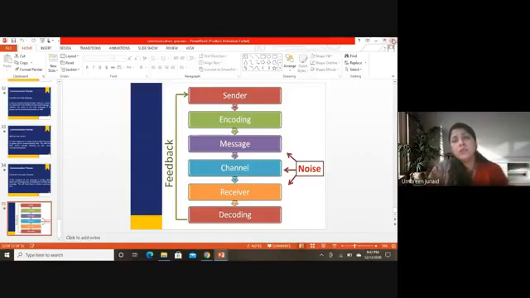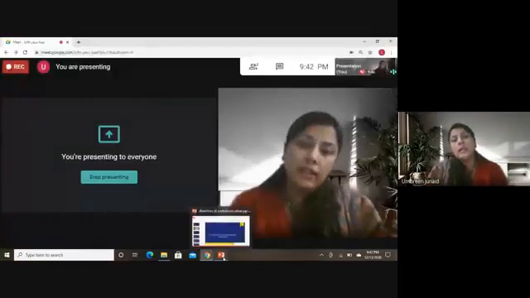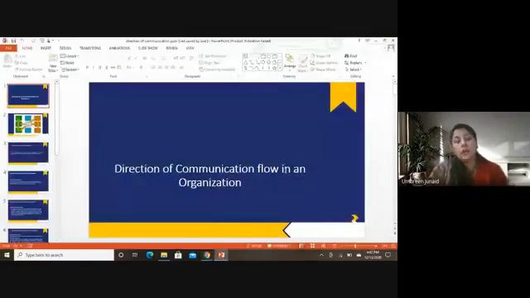Ending with the communication process, we are moving to the next part of our lecture, that is the direction of communication flow in an organization. When we talk about the direction of communication, communication goes on in almost every organization. But when that communication is going on, we must have an idea in what direction it may flow.